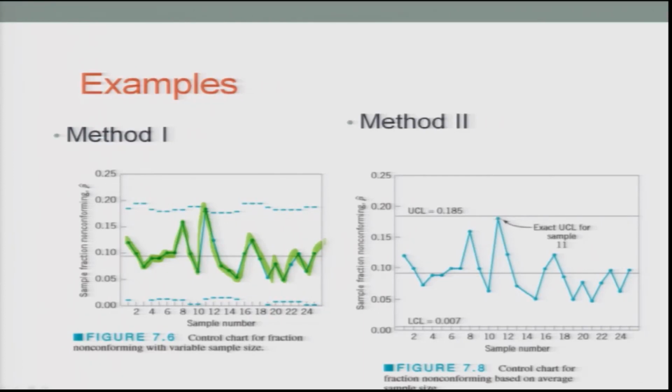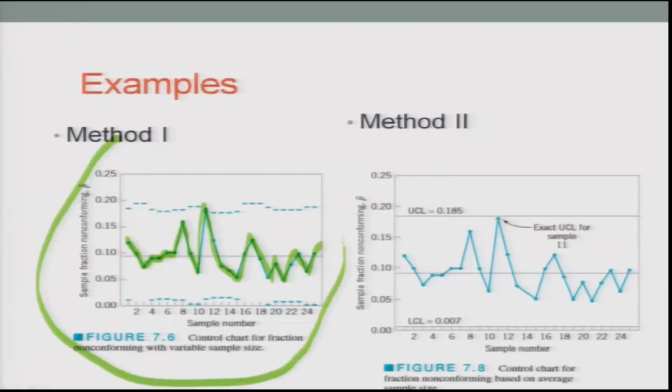with variable sample size. When you draw the control charts for fraction non-conforming based on the average sample size, if you remember, the average sample size was 2450 divided by 25, and the average sample size came out to be 98. Now, if I utilize the variable sample size, the diagram is shown in figure 7.6, which I have circled in green color.